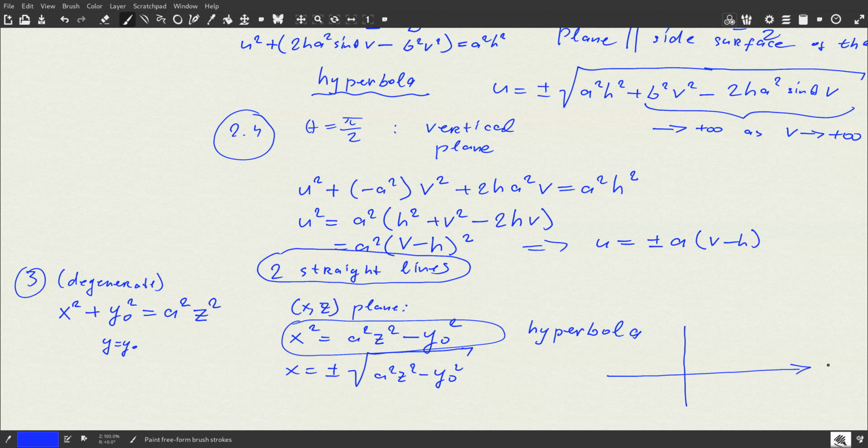So in the xz plane, there is a minimum value of x. Sorry, the minimum value of x is 0. So x equals 0 is okay, but there is a minimum value of z, which is z equals plus minus the square root of y0 over a, or plus minus y0 over a.